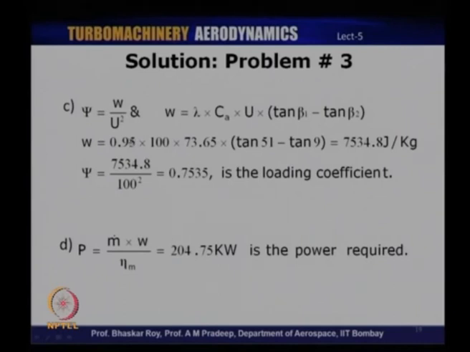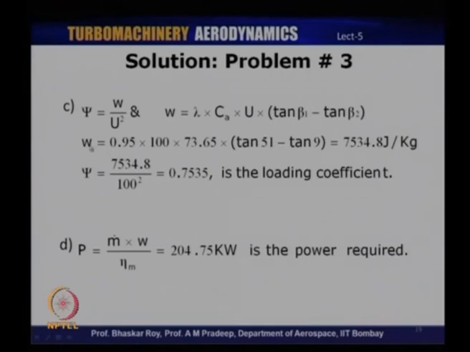Now, the third part of this problem is to find the loading coefficient. The blade loading coefficient is the work done by the blade divided by u square. So, work done by the blade, as we have seen, is lambda times C A into u into tan beta 1 minus tan beta 2. This is basically the work done, which is the enthalpy rise across the blade, delta H naught multiplied by the work done factor will give us the net work done. All these parameters are known to us now.